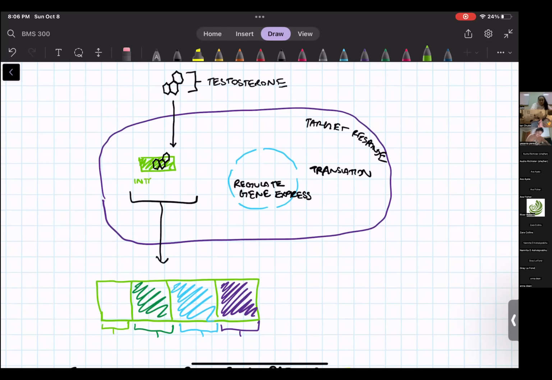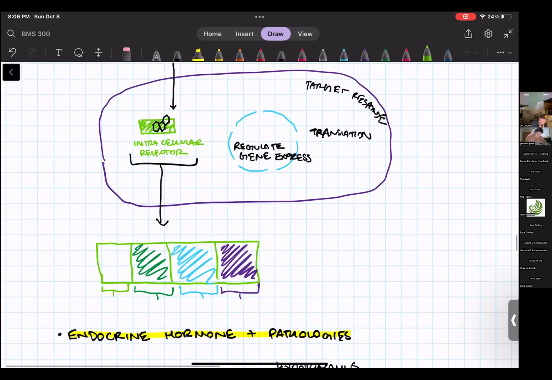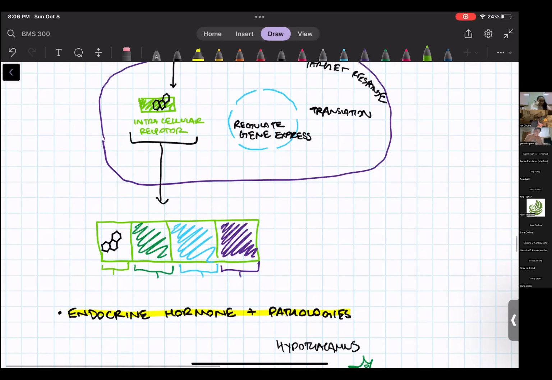So, intracellular receptor. And I kind of enlarged it here just to draw this out. But these are going to have 4 different domains. The first domain is what we call our hormone binding domain. Makes so much sense. It's where the hormone's going to bind.